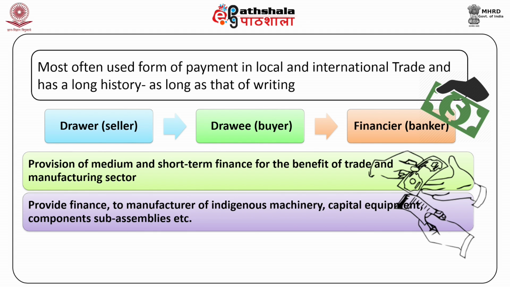Bill finance seeks to provide finance to manufacturers of indigenous machinery, capital equipment, components, sub-assemblies, etc., based on compliance with the various eligibility criteria, norms, etc., as applicable to the respective schemes. It is more advantageous than the cash credit or overdraft system as the underlying transaction is known. A bill of exchange is transferable and can be rediscounted to improve the bank's liquidity.